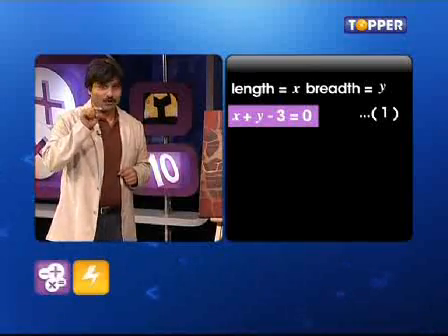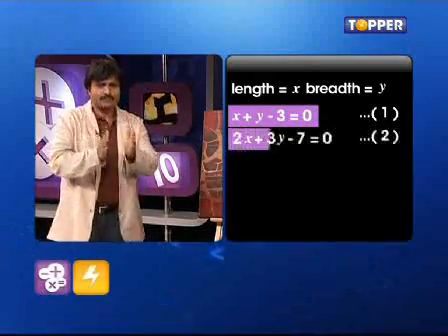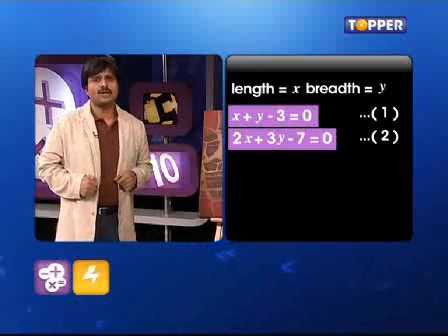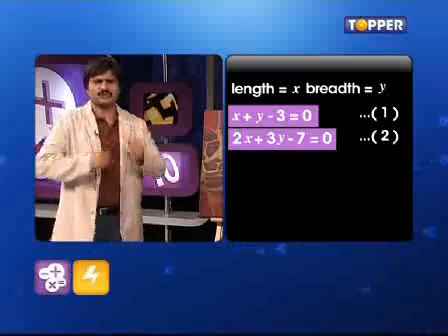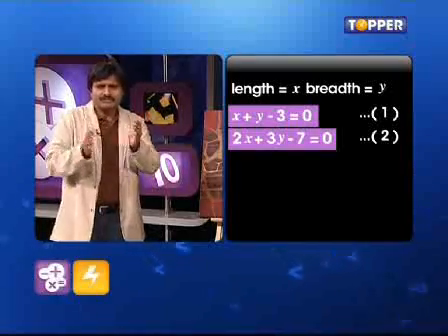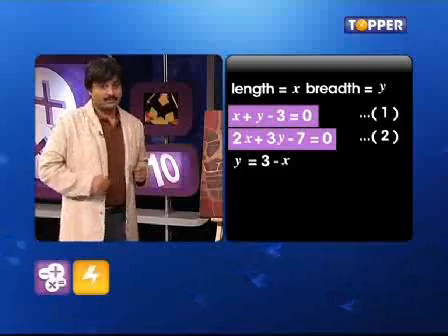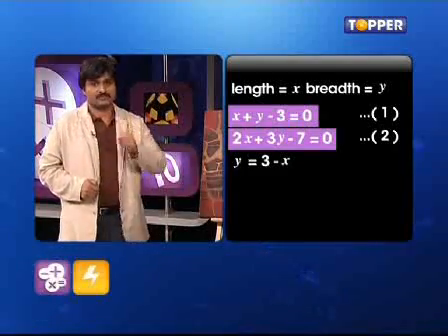Now, shall we form the next equation? 2x plus 3y minus 7 equals 0. Now let's concentrate on the first equation. If we rearrange the first equation a bit, we get y equals 3 minus x.